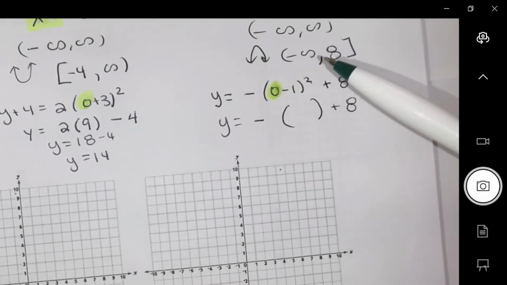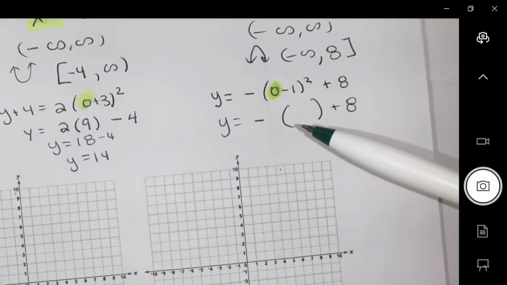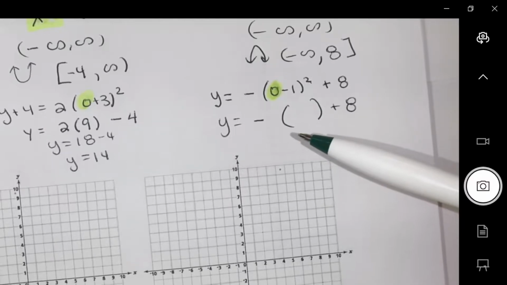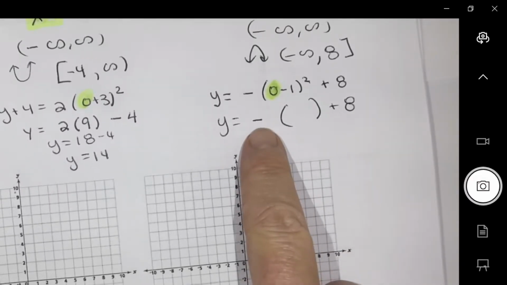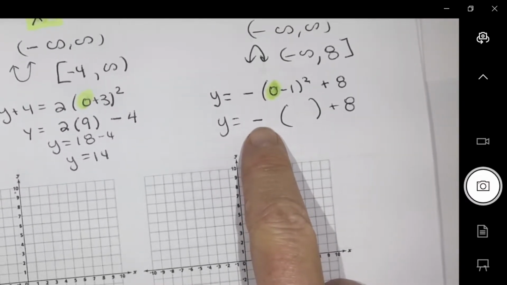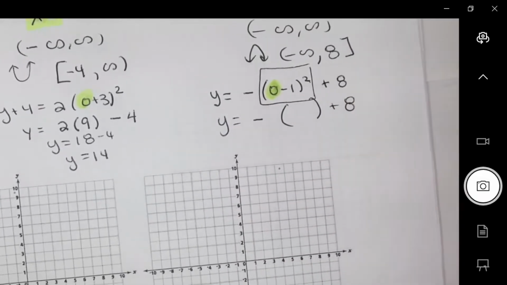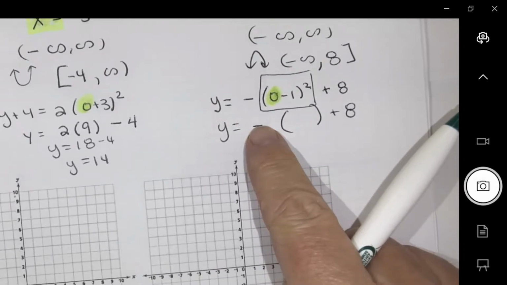Okay, so BEDMAS is tricky on this one. I get a lot of mistakes on this question on the test. I probably will put one on there where it's got the negative in the front. So how am I going to apply that? I'm going to need to do this first, because BEDMAS says to do all that stuff before the times of this.